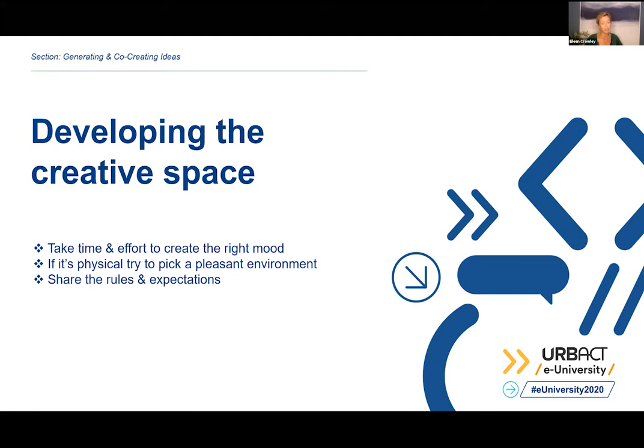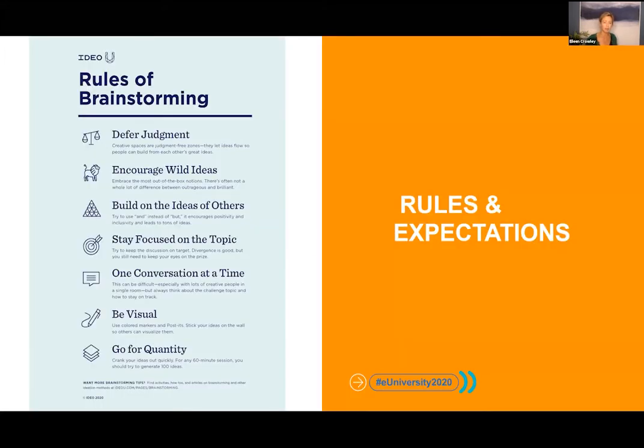Share the rules and expectations of your meeting. So again, you can do this in a physical or a virtual environment. It's important to do this because people then understand how they are expected to behave and what kind of mood you're trying to create. So here's an example of some rules and expectations that you might share at the beginning of a brainstorming session. Make sure you read them out to your audience as well so that they're not ignored. So these include, for example, deferring judgment.